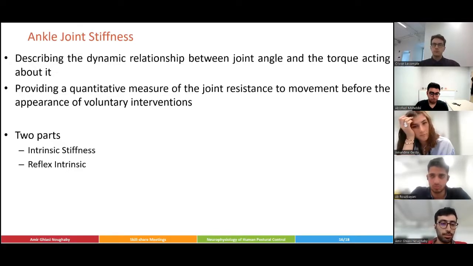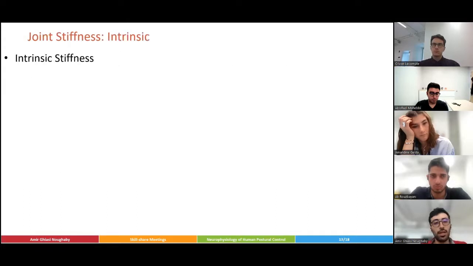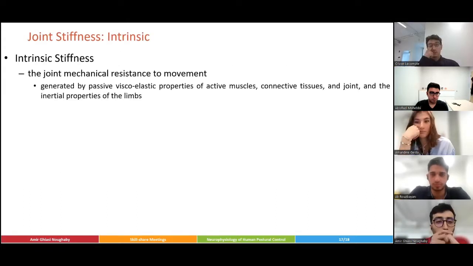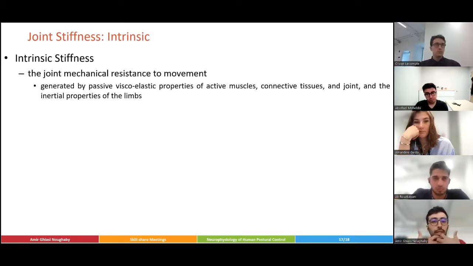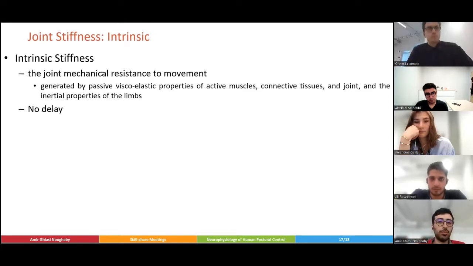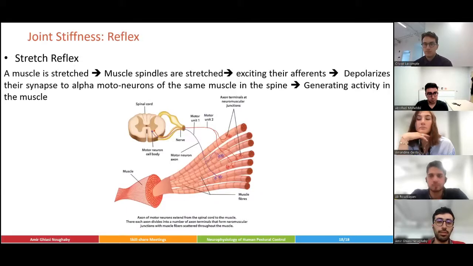Intrinsic stiffness is the inherent mechanical resistance to movement that is generated by passive viscoelastic properties, connective tissues and joints, and inertial properties of the limb. There is no delay in the action of the intrinsic stiffness, and we know that there is no muscle activation here.